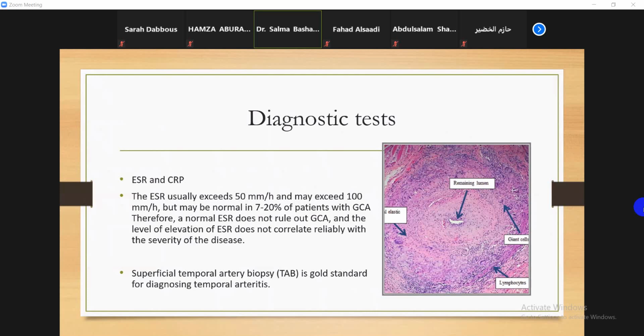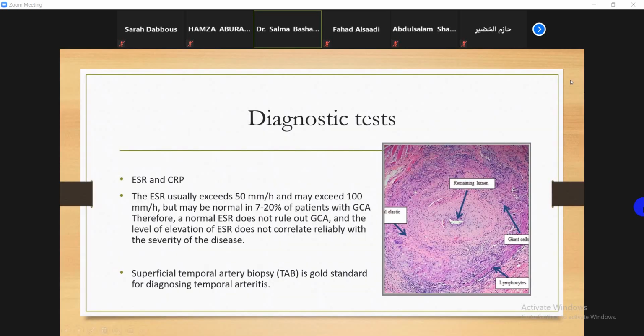Blood tests include ESR and C-reactive protein, usually high, but can be normal in around 7 to 20% of the patients. So normal ESR and C-reactive protein do not rule out this condition. The gold standard for diagnosis is really the biopsy. You need a superficial temporal artery biopsy to confirm the diagnosis.